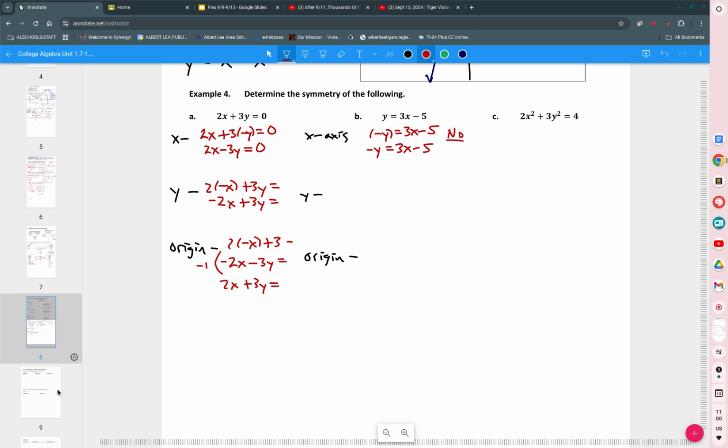For the y-axis symmetry, we replace x with negative x. We have y is 3 times negative x minus 5, or y is negative 3x minus 5. That is not the same either.